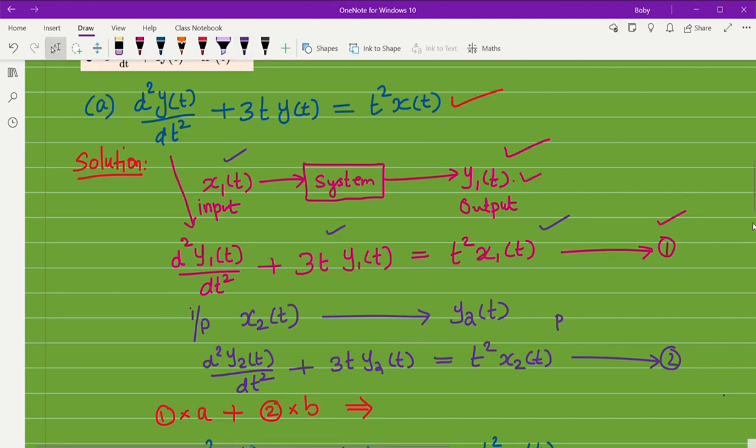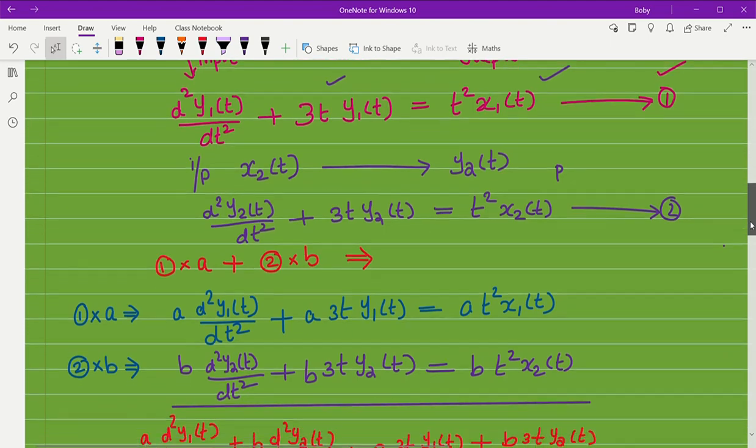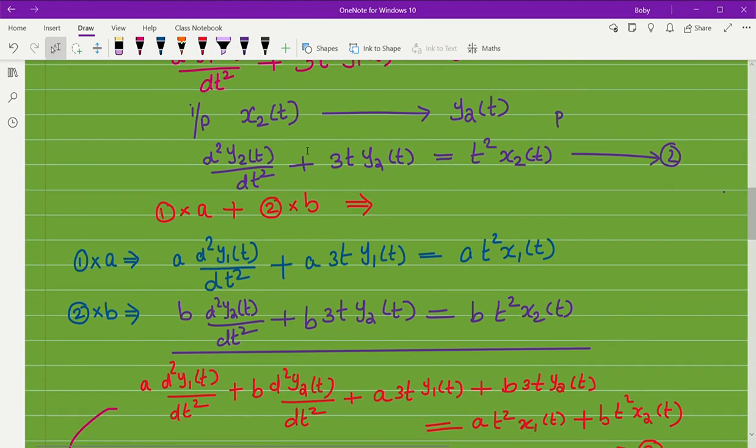Now the second equation. For that we have to put the input as x2 of t, so that we have to think that we are getting the output as y2 of t. So d square y2 of t divided by dt square plus 3t y2 of t is equal to t square x2 of t. So the differential equation ഈ രീതിയിൽ നമ്മൾ മോഡിഫൈ ചെയ്തു. അത് ഇൻപുട്ട് x2 of t യും ഔട്ട്പുട്ട് y2 of t യുമായിട്ട് കൺസിഡർ ചെയ്തിട്ട് ഈ ഡിഫറൻഷ്യൽ ഇക്വേഷനെ നമ്മൾ ജസ്റ്റ് മോഡിഫൈ ചെയ്യുന്നു. ഓക്കെ, നമുക്ക് തന്നിരിക്കുന്ന ഡിഫറൻഷ്യൽ ഇക്വേഷനെ നമ്മൾ മോഡിഫൈ ചെയ്യുന്നു.